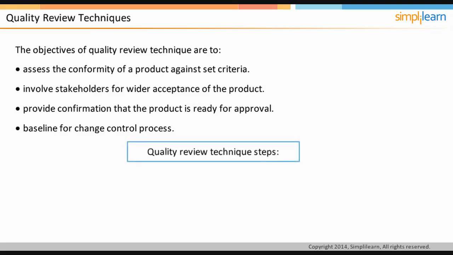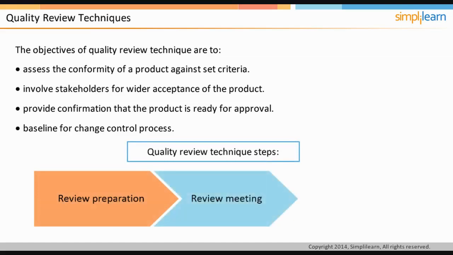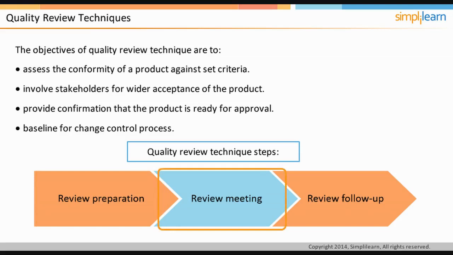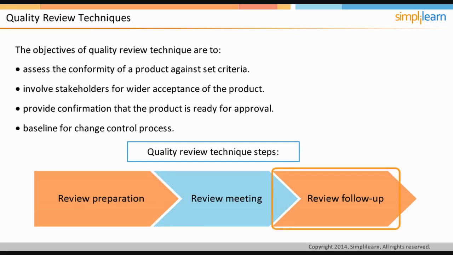The PRINCE2 Quality Review technique can provide benefits such as effective stakeholder engagement and team building. The quality review technique steps are review preparation, review meeting, and review follow-up. During review preparation, the administrative arrangements for the review are made. The readiness of the product and the availability of the reviewers are checked. During the review meeting, the product is reviewed as per the agenda and the records are maintained. During review follow-up, the quality review outcome is communicated to the respective stakeholders and the quality records are stored appropriately. The roles involved in the review team are discussed in the next screen.